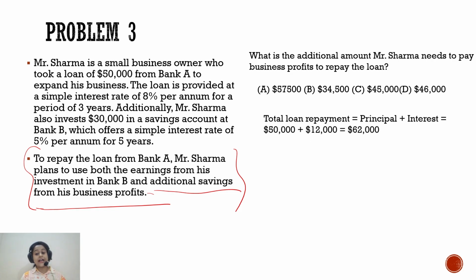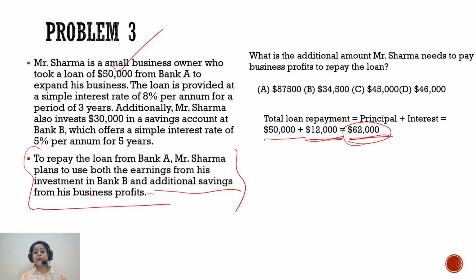Now the thing is that he has to pay back both principal and interest, not only interest. The interest amount we have already calculated, 12,000, that he has to pay. But along with the 12,000, he also has to pay back this 50,000 principal amount. So the total amount is 62,000 he has to pay back to bank A.